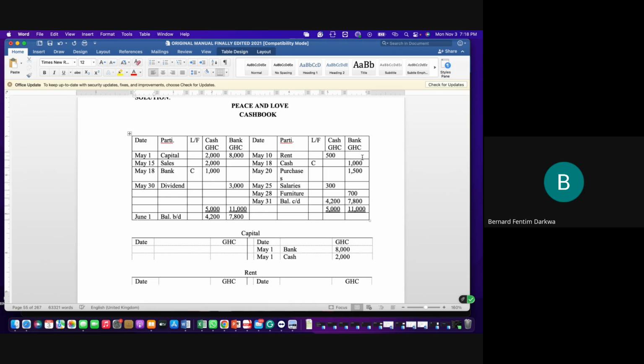Now, when you finish, you go and take the bank column. For the bank column, total the bank like this. You see that here, the balance CD is also at this place, and we didn't write another balance CD. It's the same line, 31st May, balance CD, and the cash is here, and the bank. When you come to the balance BD on 1st June, what is under bank? And you have ended it beautifully.